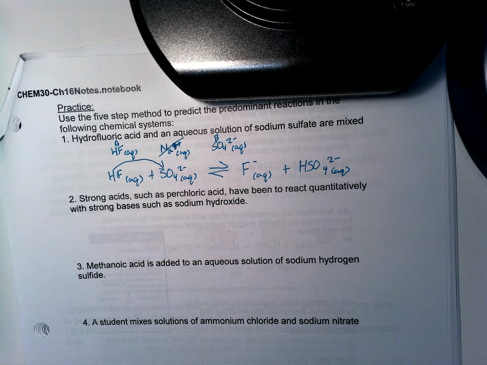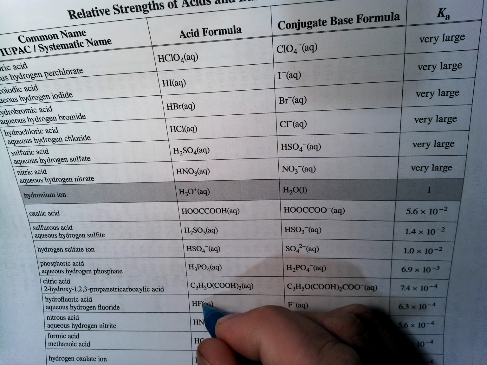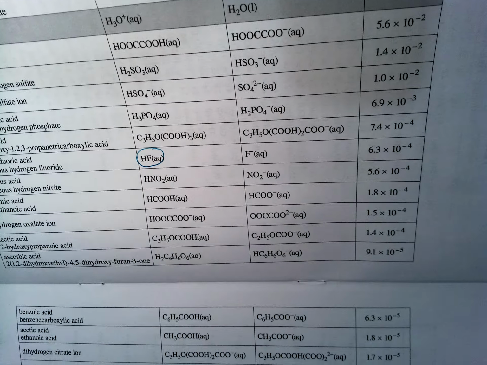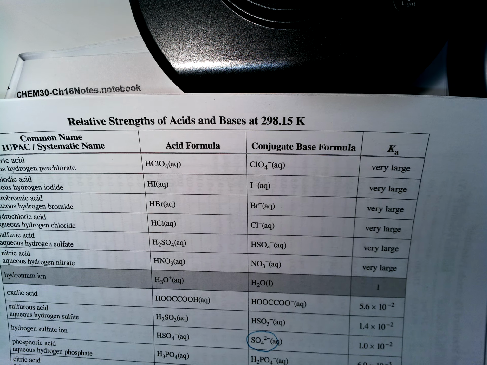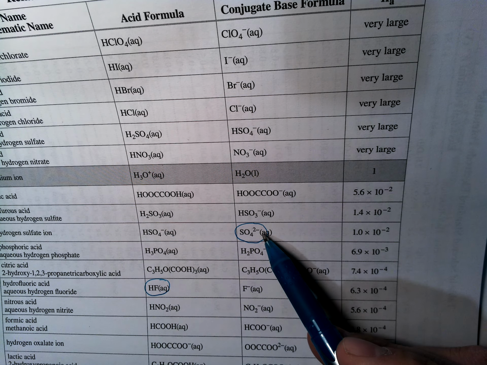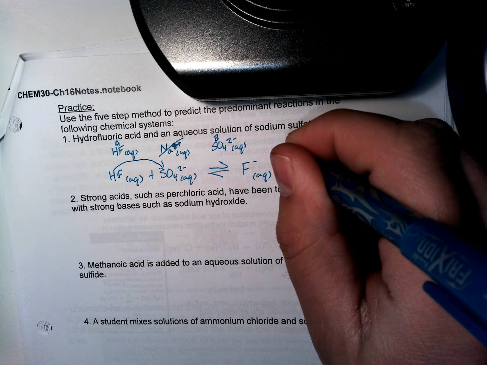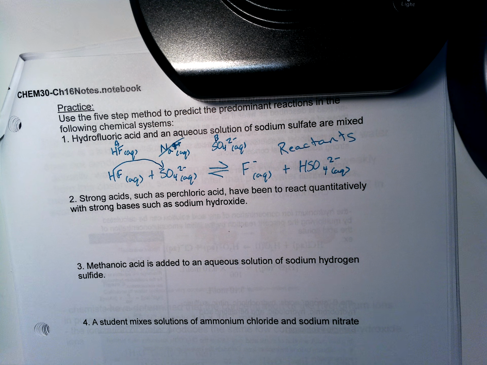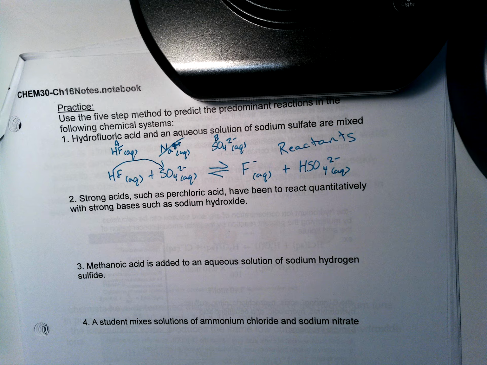So for that, we look on our chart here. I find my acid is here, my base, SO4, is actually up here. And so this is going to favor the reactants because my base is above my acid. So I'm going to say it favors the reactants. You can just give an arrow showing which direction it favors. It's up to you how you want to do that.